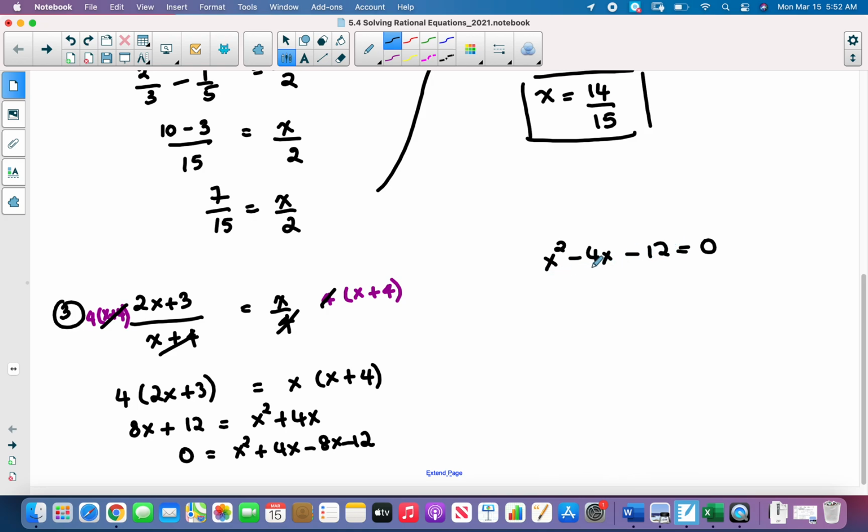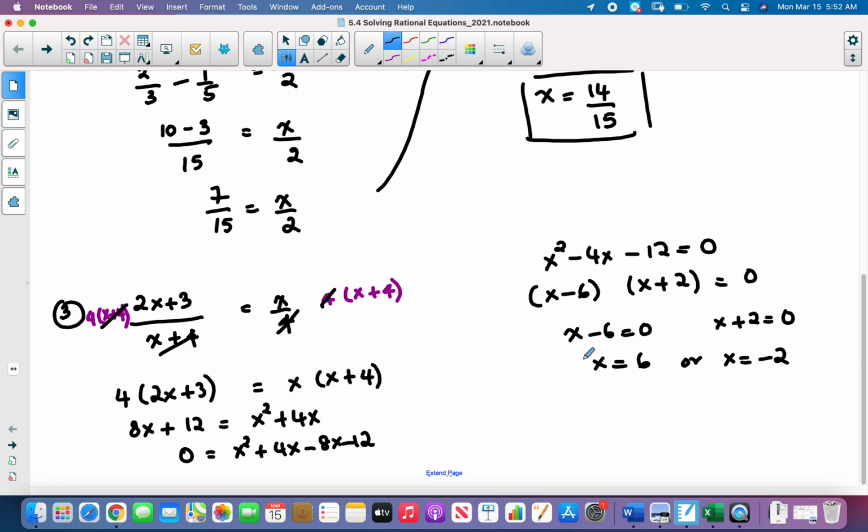If it's factorable, we can factor. If it's not, we can use the quadratic formula. This one's factorable as x minus 6 and x plus 2. So x minus 6 could be 0, or x plus 2 could be 0, which means x is 6 or x equals -2. So this one has two solutions because it's a quadratic equation. The two values of x that satisfy this equation, right?